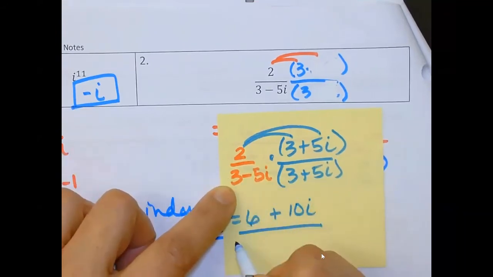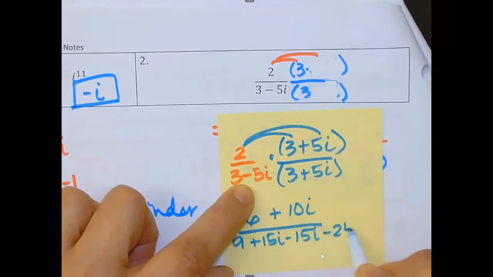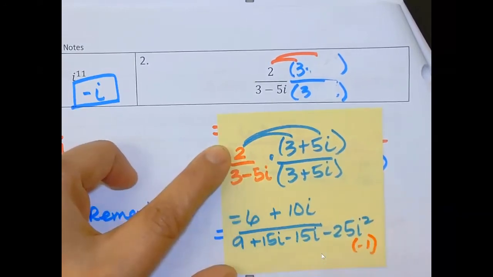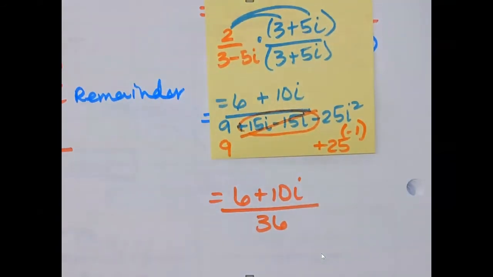So again, watch my math. Whenever you see an i squared, plug in a negative 1. So that's going to be a positive 25. So on top, you're going to get 6 plus 10i. You can have imaginaries on top, just no imaginaries on the bottom. That's going to cancel, and you're left with 36. Now, didn't see that. Okay, this is correct, and I will mark it wrong.